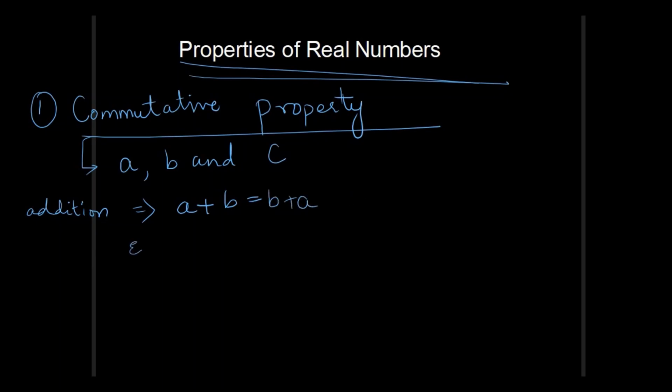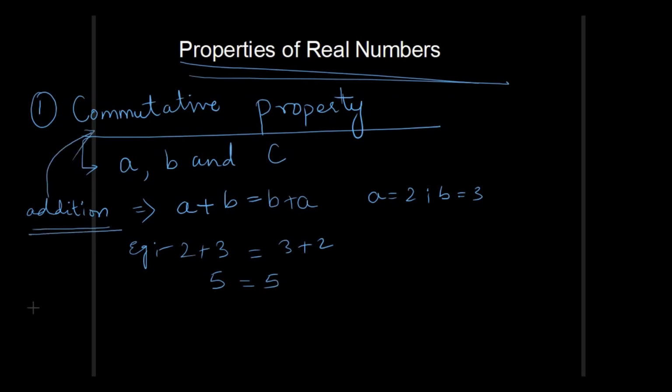Take an example. If a is equal to 2 and b is equal to 3, we'll substitute a equal to 2 and b equal to 3 on both sides. So 2 plus 3 equal to 3 plus 2. So here 5 equal to 5. It means the addition satisfies the commutative property.